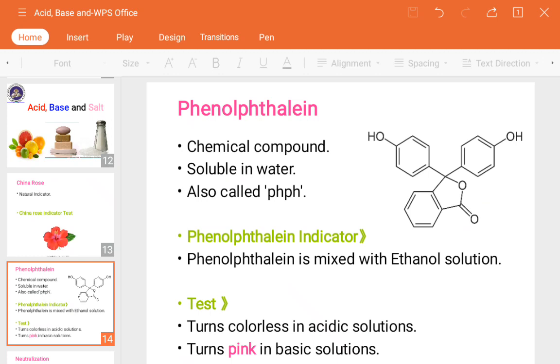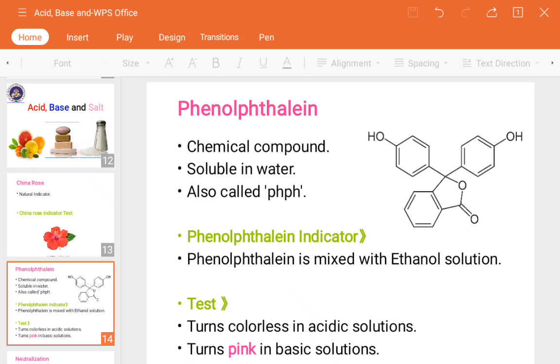How can we prepare the phenolphthalein solution for identifying whether a solution is basic or acidic? We take at least 0.5 gram of phenolphthalein powder and mix it with ethanol. Ethanol is a chemical, also called alcohol. We prepare an ethanol plus water solution, and in that we mix the 0.5 gram of phenolphthalein powder. Then it becomes a phenolphthalein indicator. This is the procedure for preparing the phenolphthalein indicator.